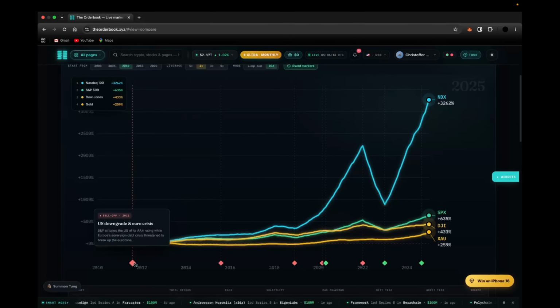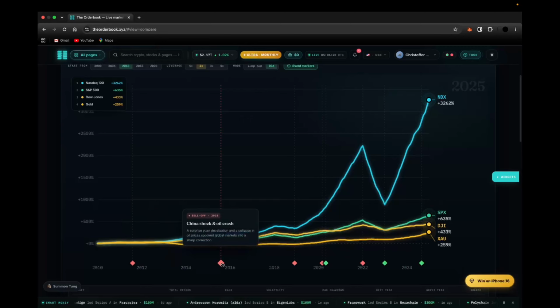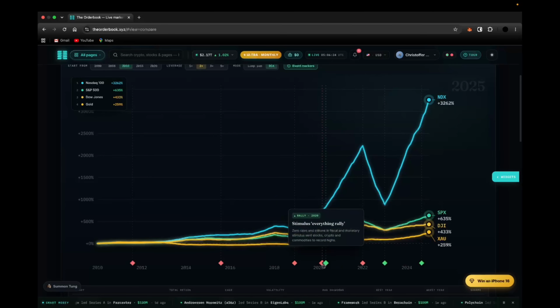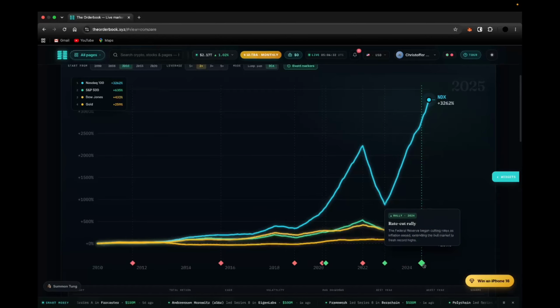Now, see these little diamonds on the timeline? Those are event markers. They show real-world moments like market crashes, rallies, and other major events. So when you hover over one, you can see what was happening at that time. That way, you're not just seeing a random dip or spike. You can connect it to real-world history.